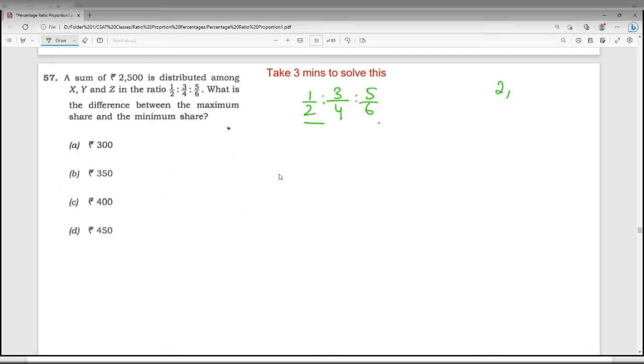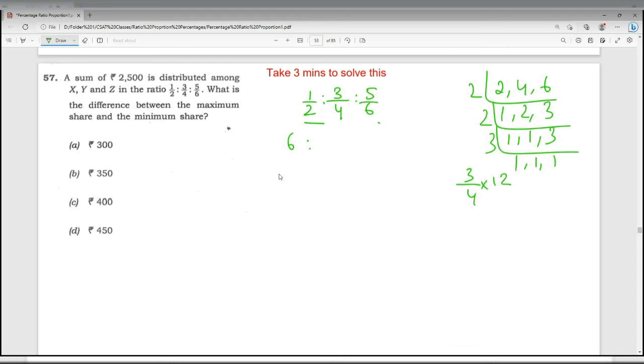So we'll calculate the LCM of these numbers here. 2 1s are 2, 2 2s are 4, 3 4s are 12. The LCM is 12. So we'll multiply this proportion by 12. This would be 6 is to 3/4 into 12.